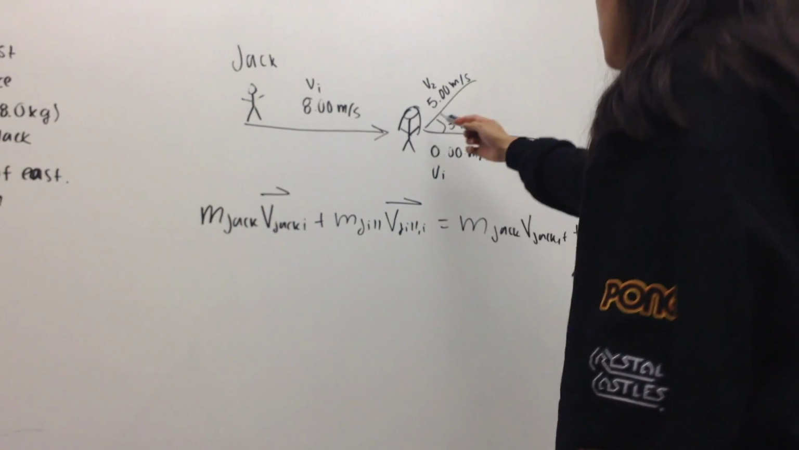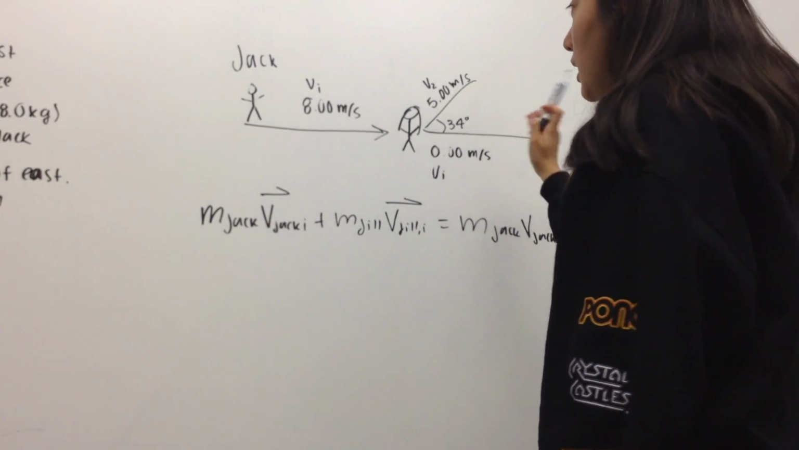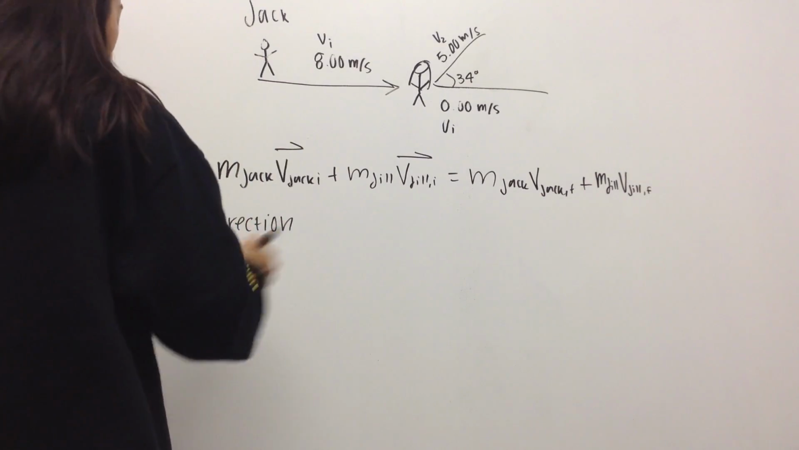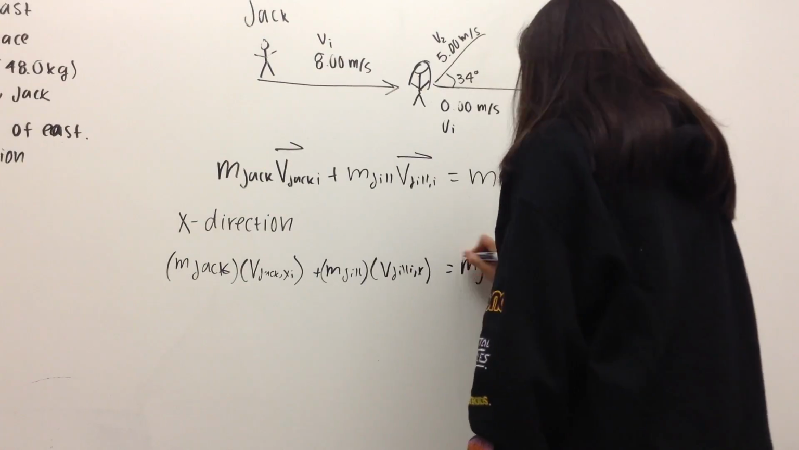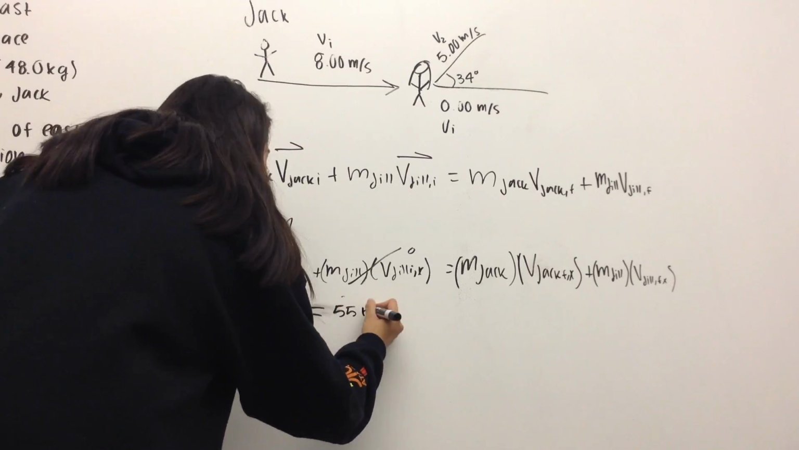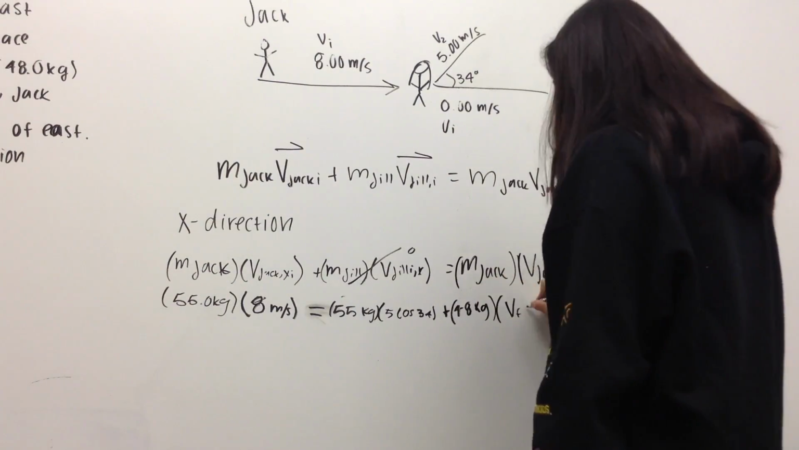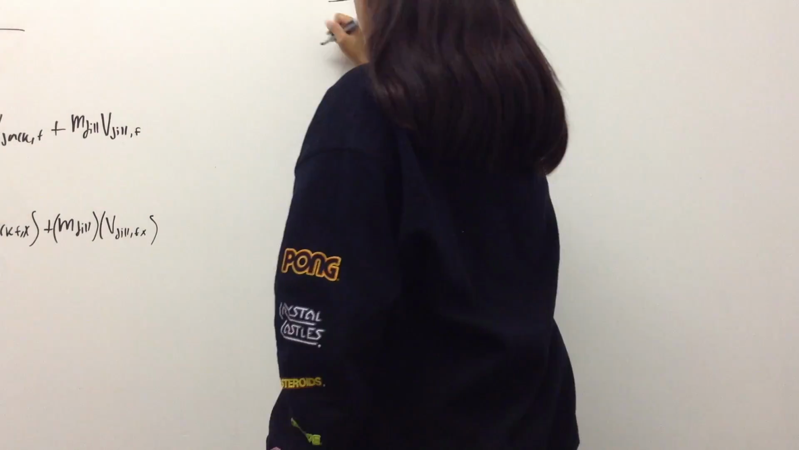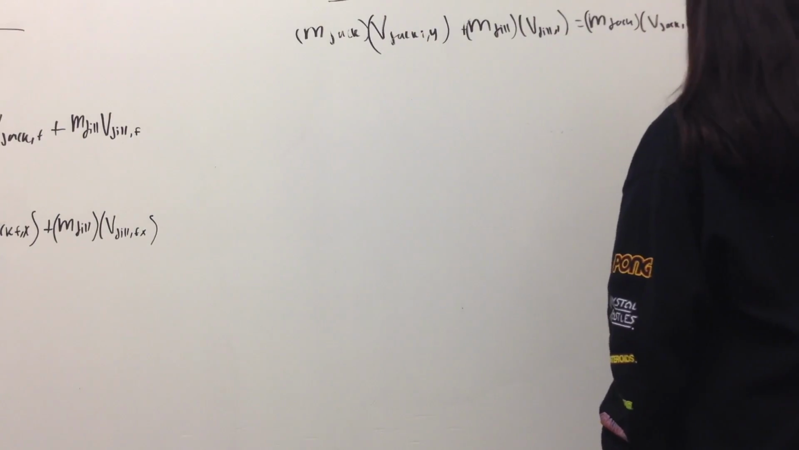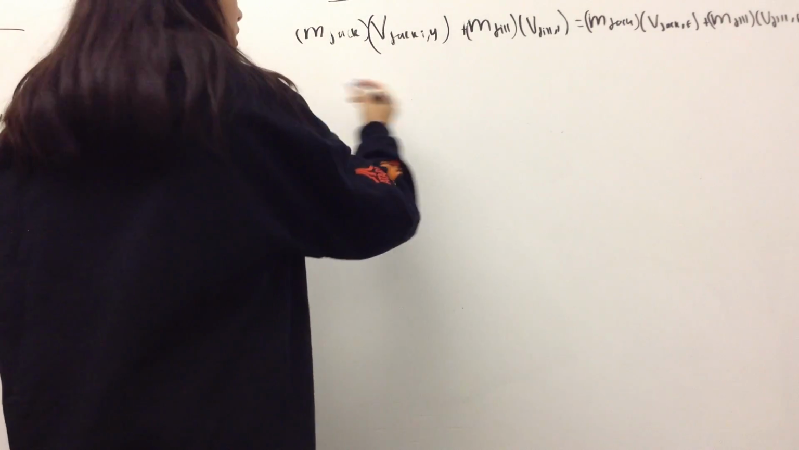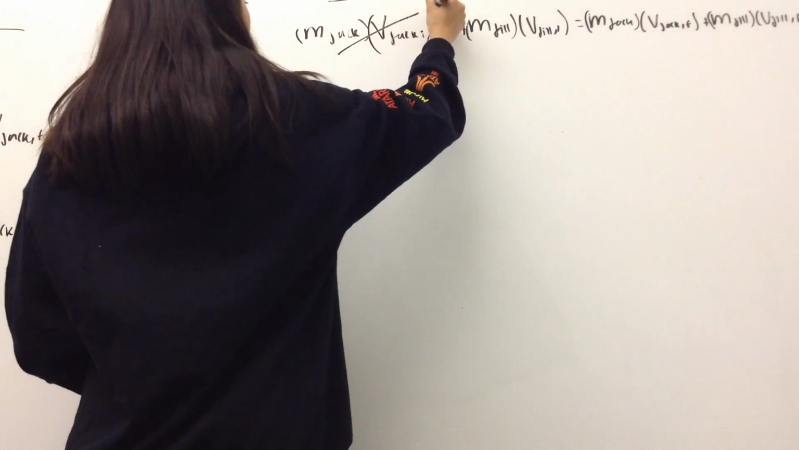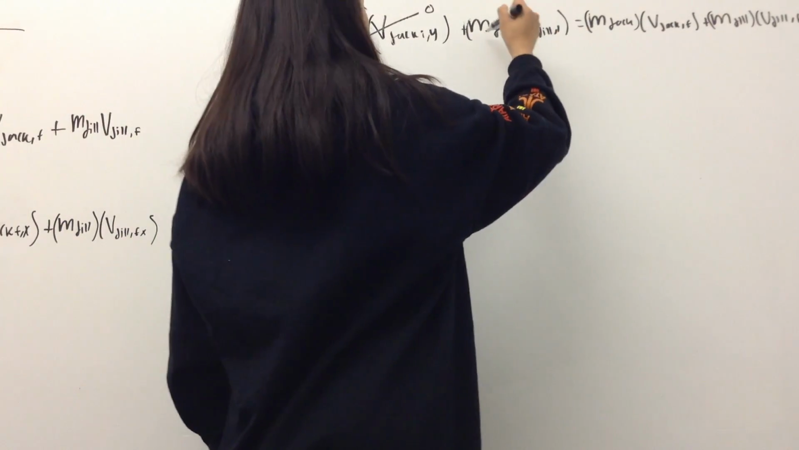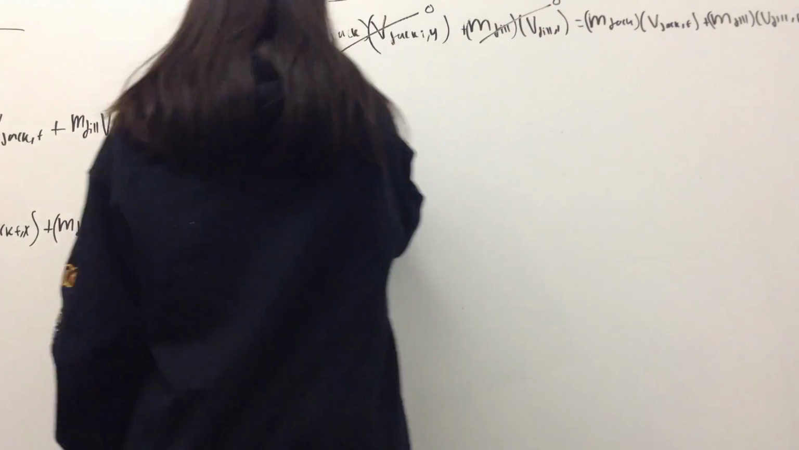And so because of this angle, you have to break this up into x and y components. And so it's basically this equation, except everything is in the x component. Okay, so now we do the same thing for the y direction. Because initially Jack is only traveling in the x direction, this whole thing goes to 0. And then because Jill was initially at rest, her velocity initially is 0 as well.